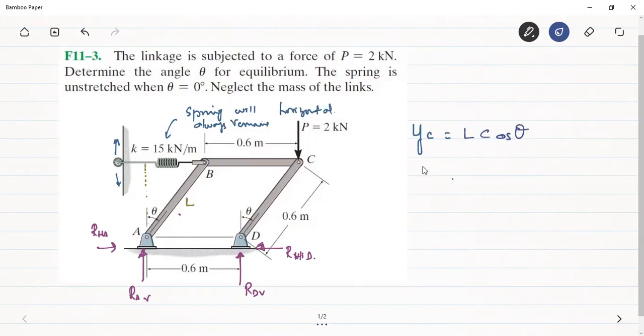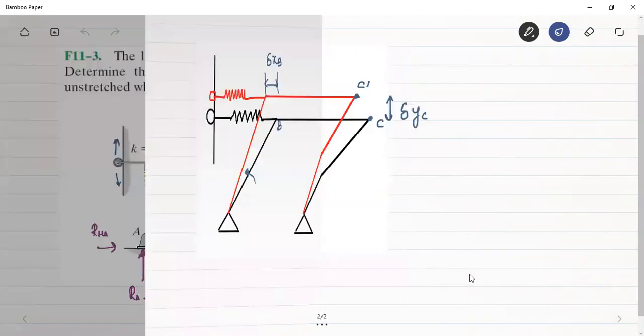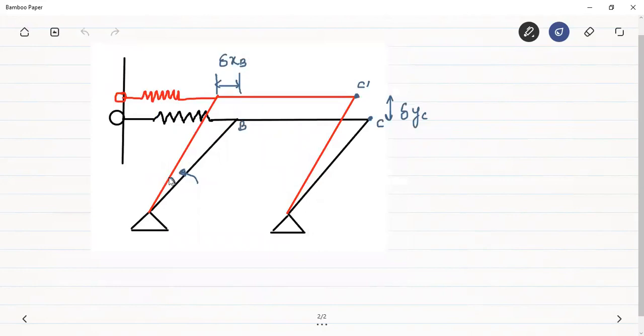And we can calculate the differential displacement. Therefore, we have to differentiate it. That is, it will be minus L sine theta delta theta. Okay, this is delta theta. So I can show here in this figure what is delta theta. I had forgot. Okay, so this will be the delta theta. That is, it will be the differential rotation. Okay, these are the differential linear displacements. This delta xB and this delta yC. This is the differential rotation. So this will be delta theta. So it can be shown on the FBD.